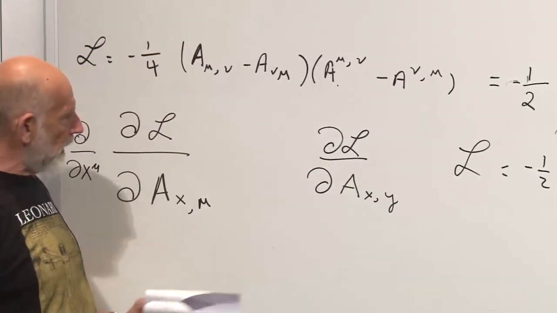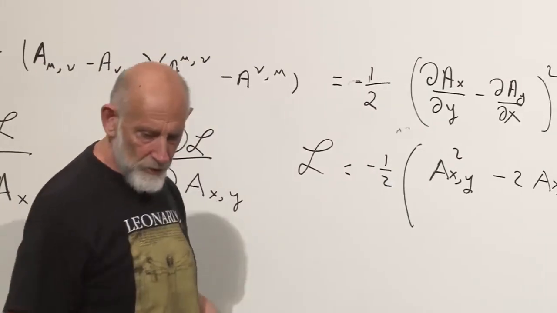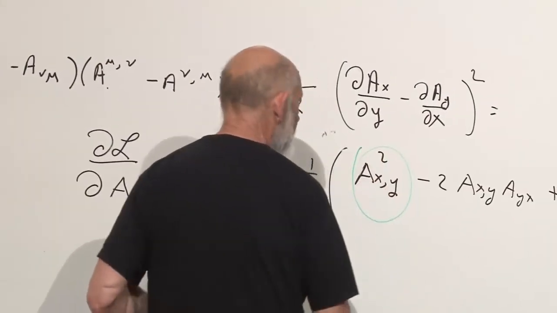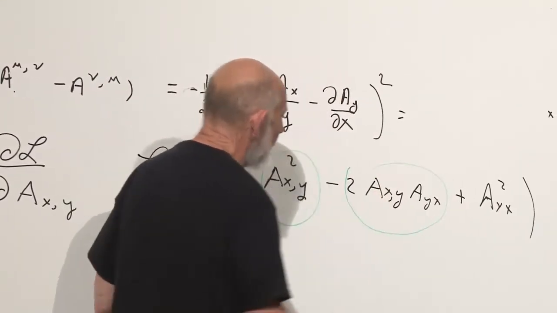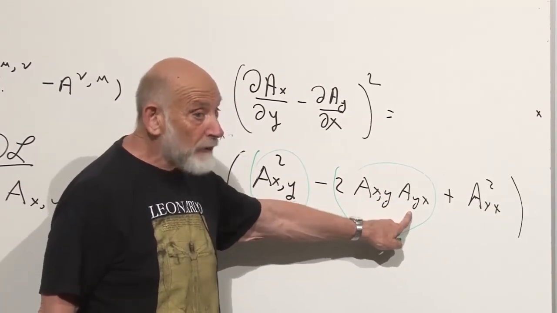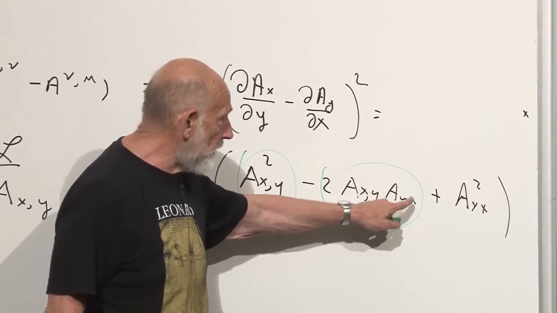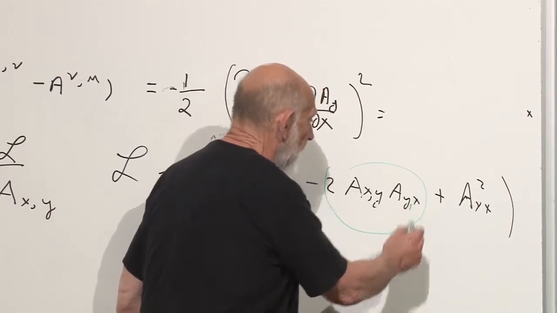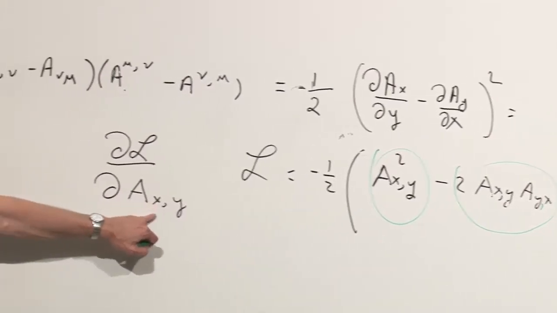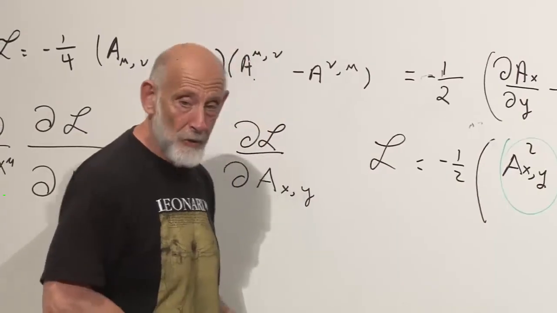Now I want to differentiate it with respect to this particular component. It appears here. Let's circle the places where it appears. It appears here, squared, and it appears here multiplied not by itself. Axy and ayx are different objects. This is derivative of ax with respect to y. This is derivative of ay with respect to x. They are different objects. We're searching out the dependence on axy. Okay? So what's the derivative of this Lagrangian with respect to axy?